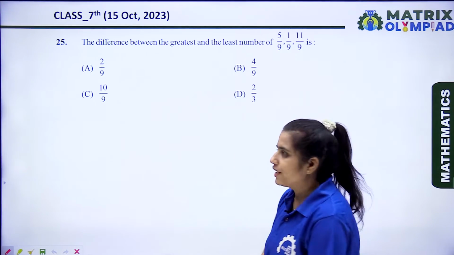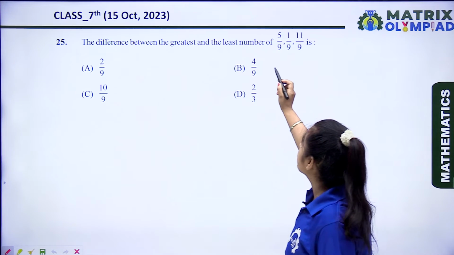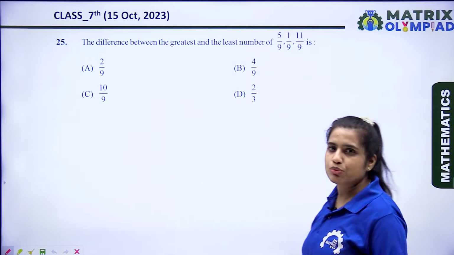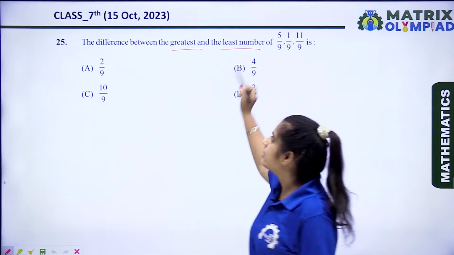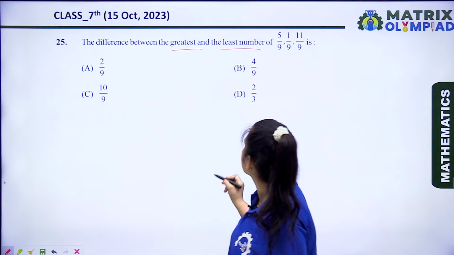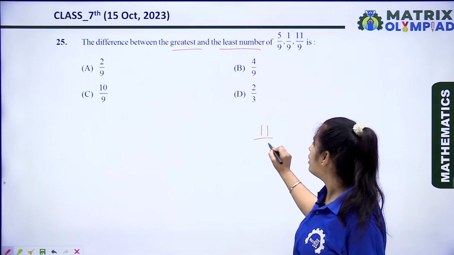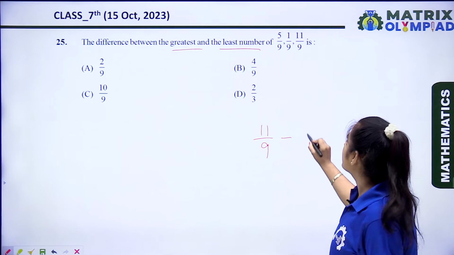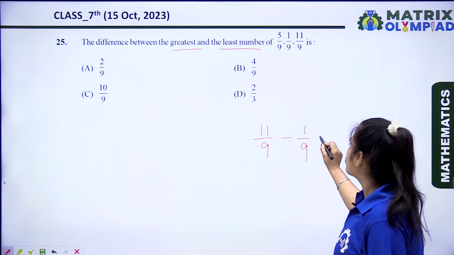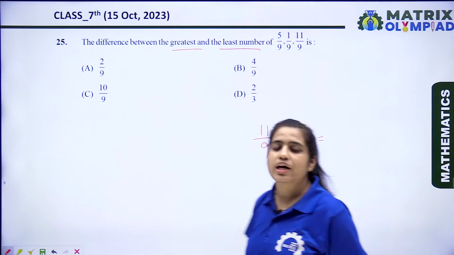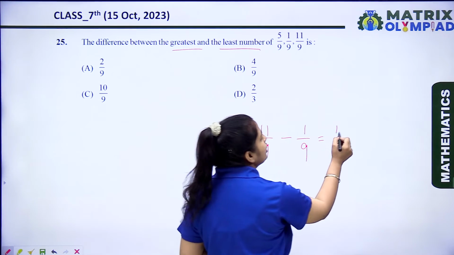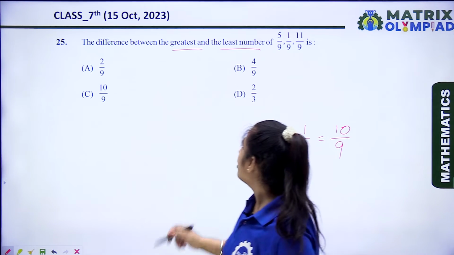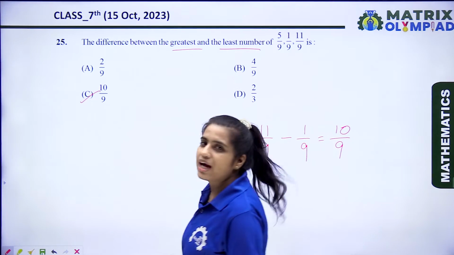नाउ क्वेश्चन नंबर 25। The difference between the greatest and the least number of 5/9, 1/9, 11/9 is, आपको डिफरेंस बताना है ग्रेटेस्ट एंड लीस्ट नंबर के अंदर। तो ग्रेटेस्ट नंबर कौन है यहाँ पे, here it is 11/9। डिफरेंस बताना है, it means we have to put the subtraction sign and after that 1/9. So 11/9 minus 1/9 gives us 10/9. So here the answer is 10/9. So let's check the option. Here option C is the correct answer.